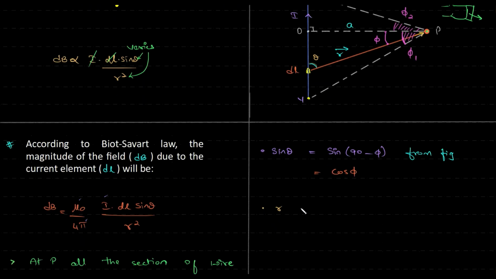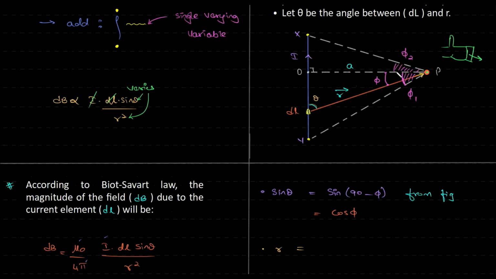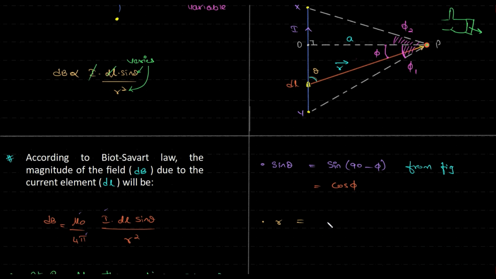Next, we have an R. So let's look at it. R is the hypotenuse, A is adjacent to phi. So this will be what, guys? This is cos, and that is hypotenuse. This is A by cos phi, which is A sec phi.